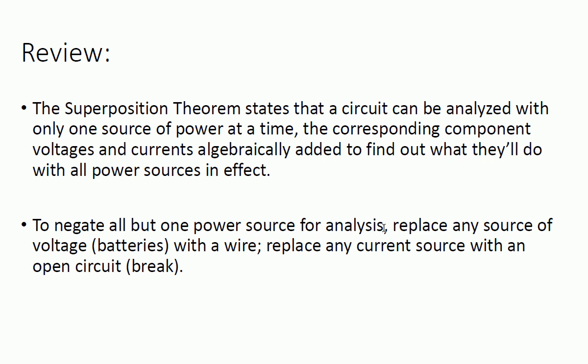Let me just go through the text. The superposition theorem states that a circuit can be analyzed with only one source of power at a time. The corresponding component voltages and currents are algebraically added to find out what they do with all power sources in effect. To negate all but one power source for analysis, replace any source of voltage, batteries, with a wire, and replace any current source with an open circuit. That's one rule, and you find this for the other circuit theorems as well. So you get a voltage source, you short it out; you get a current source or current generator, you put it open circuit, and then you do your calculations.